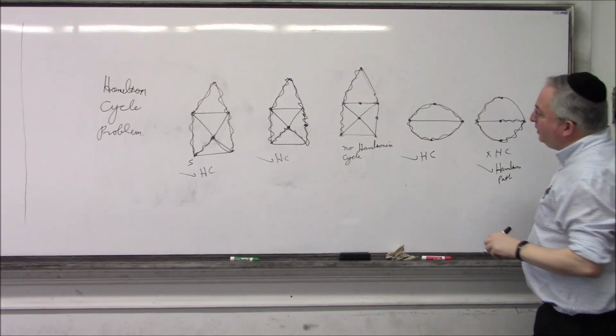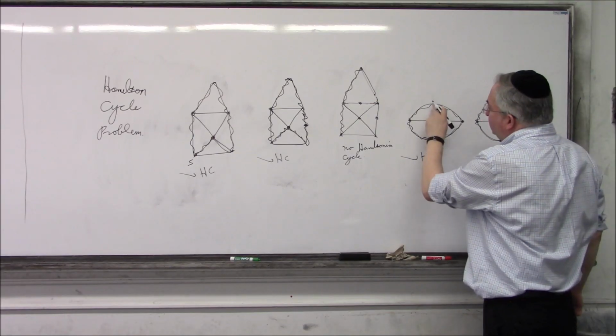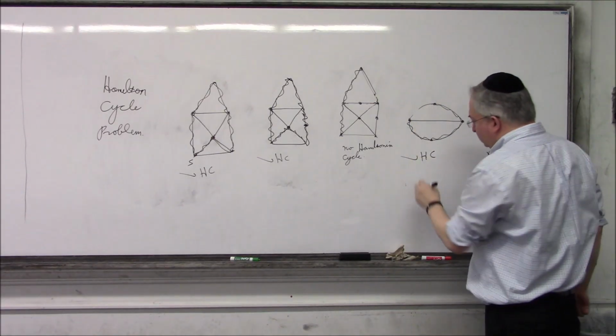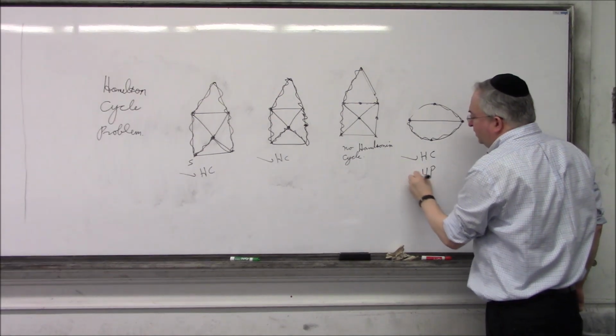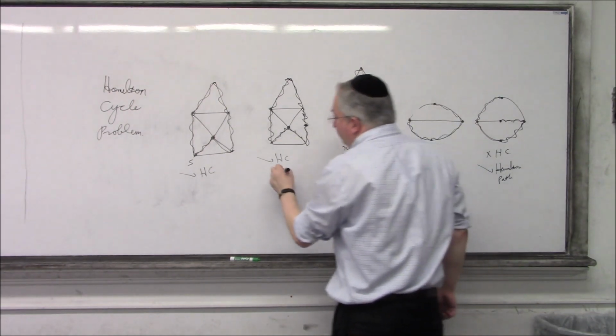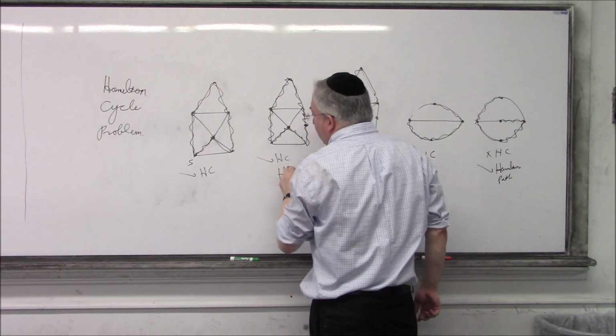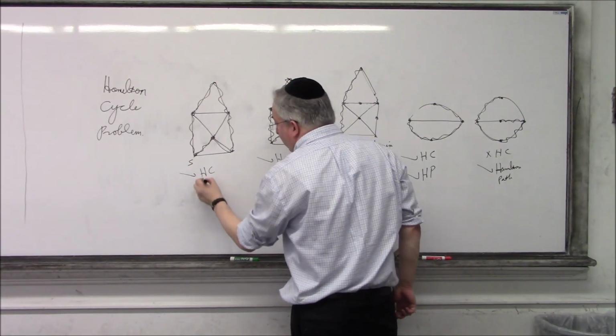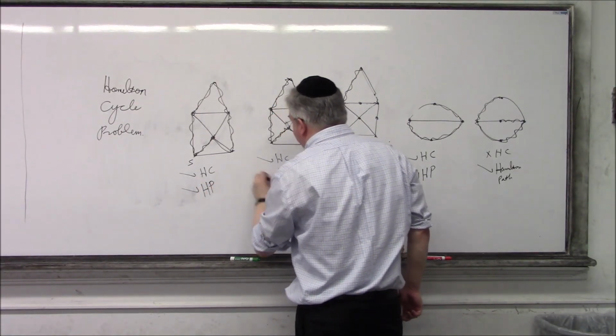How about this? Well, this has a Hamiltonian cycle. If I just stop right before finishing, now it has a Hamiltonian path. So if it has a Hamiltonian cycle, it definitely has a Hamiltonian path. How about this? I don't know about this. Again, if it has a Hamiltonian cycle, I just stop right before I get to the end, and it'll have a Hamiltonian path. So these two have Hamiltonian paths.